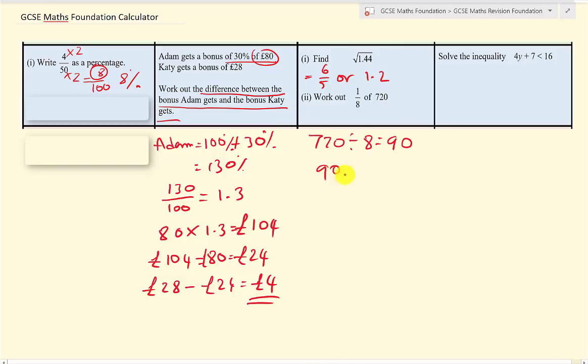So 90 times 1 by the numerator, which is 90 as well. Just in case you have a different number, make sure you follow the same rule.